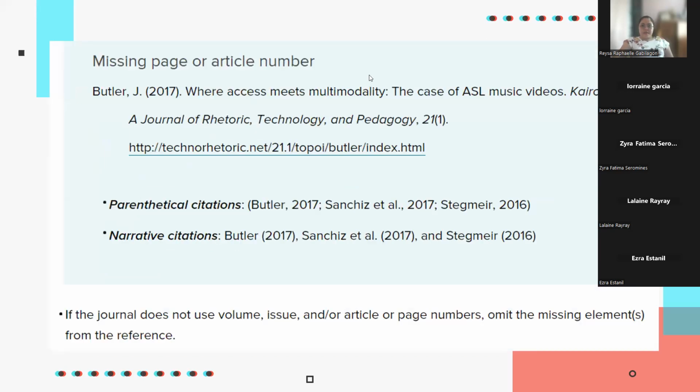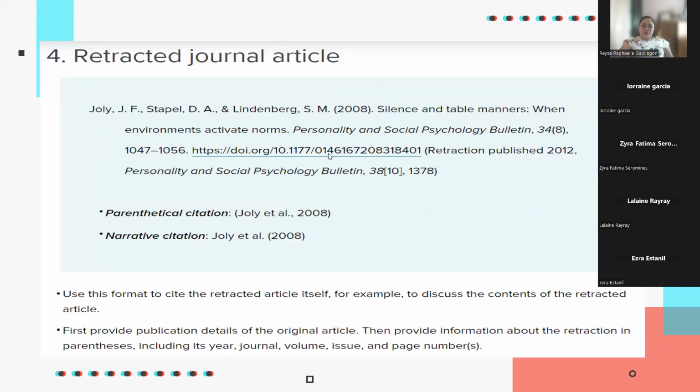Okay? Ito, missing page number or article number. So, hanggang issue number ka lang, class. If wala talaga, ha? Okay? So, if walang DOI, then you may use the URL kung saan yung pinuha ito sa online source ninyo. Okay? Meron din tayong retracted journal. Yung may mga binago sa information sa unang write-up or sa original na write-up, o kaya meron silang kino-correct, ganon. That's retracted journal article. So, ganon din naman ang format, magdagdag lang tayo.